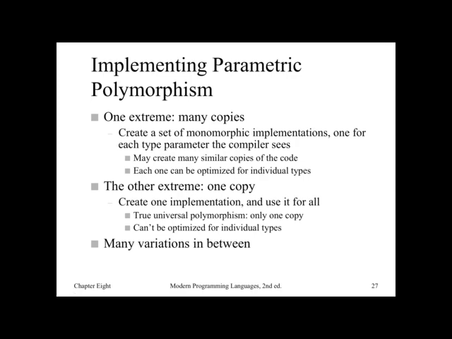The other extreme is I just make one copy and then I use other kinds of language tricks to make it work, whether that's coercion or other kinds of implicit conversion, but I can't optimize for individual types when I do that. So anyway, there are a lot of approaches and pretty much everything in between, but you ought to understand the concept of parametric polymorphism pretty intuitively right now.